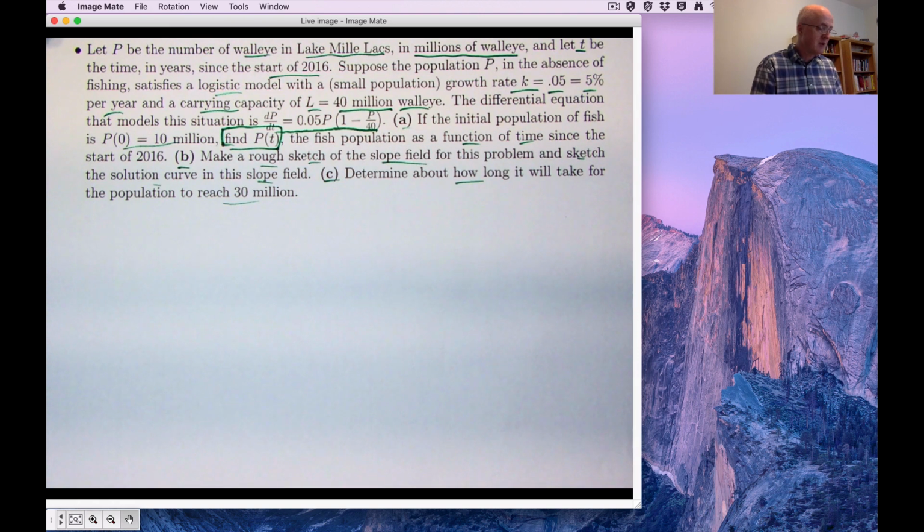And it could be a real long time. And in fact, I think the answer does turn out to be kind of a long time. It's an oversimplification. This doesn't take into account fishing. And plenty of people fish on Lake Mille Lacs, so if you took that into account, it does change things. So this is in the absence of fishing.